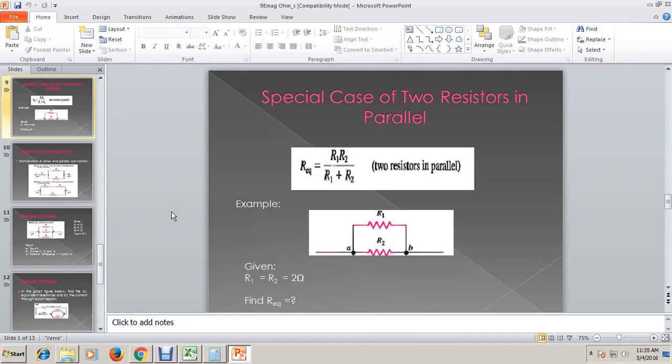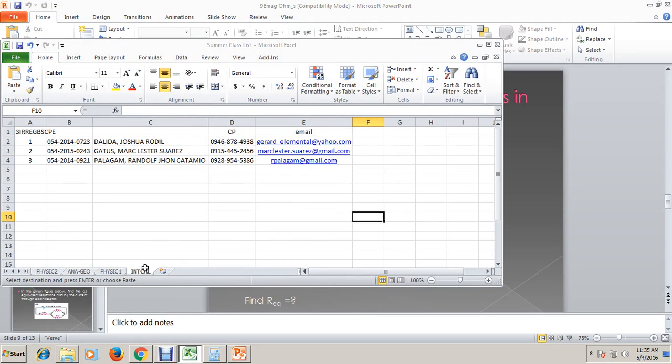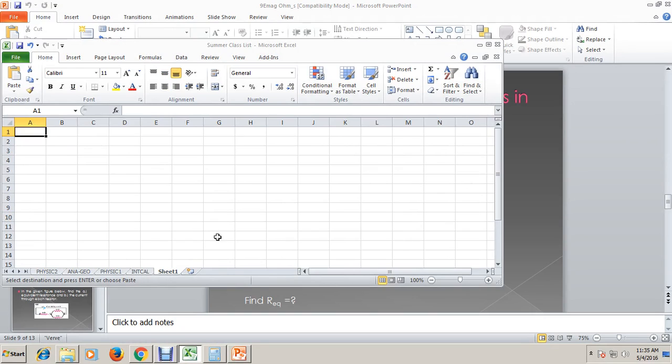Okay, so to further illustrate, let me illustrate that using this example. For example, R1 is equal to 3 ohms, and R2 is equal to, say, 2 ohms. So how do you get R equivalent? So what is R EQ?